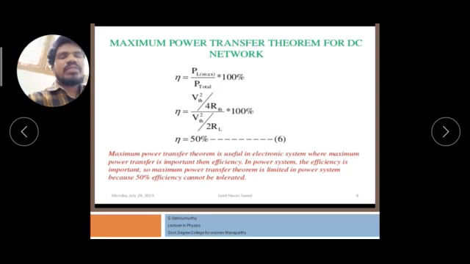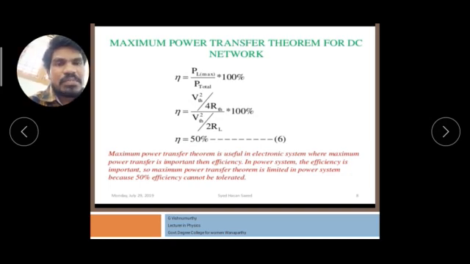And also here we will calculate the percentage, that is eta is equal to PL maximum by P total into 100%. Then we will substitute PL as well as P total. We got eta is equal to 50%.